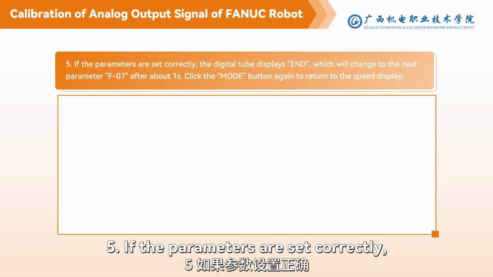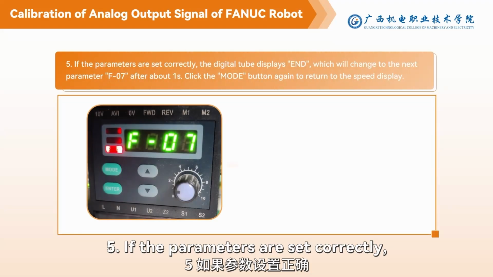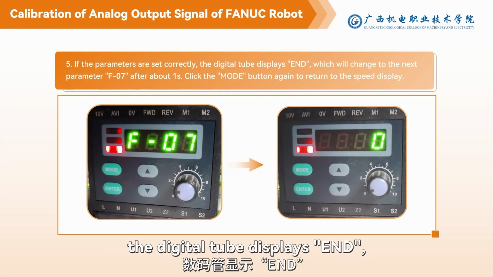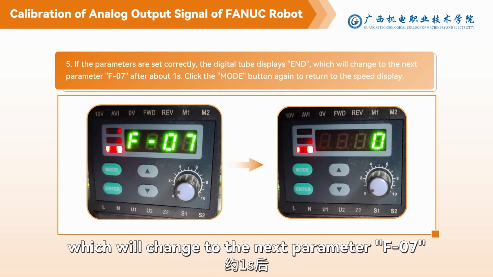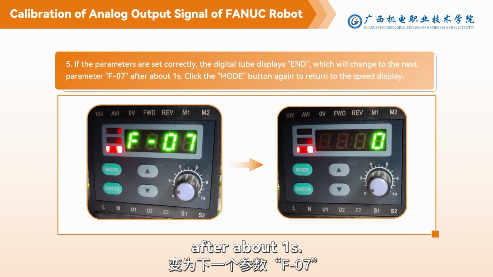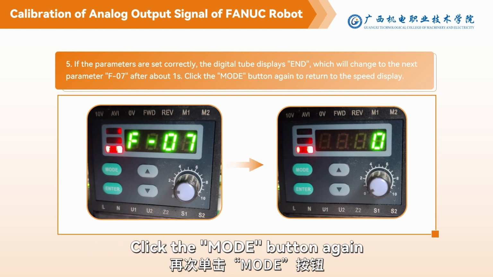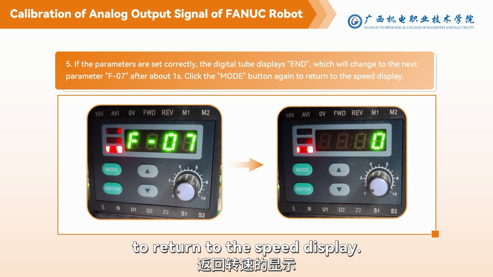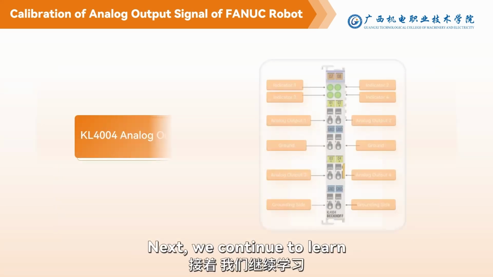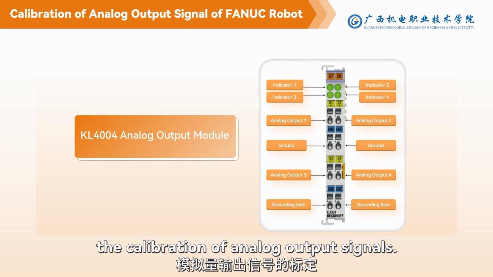5. If the parameters are set correctly, the digital tube displays N, which will change to the next parameter F07. After about 1 second, click the Mode button again to return to the speed display. Next, we continue to learn the calibration of analog output signals.